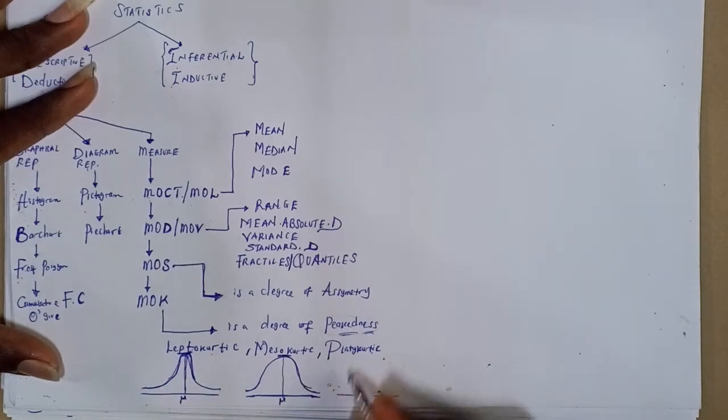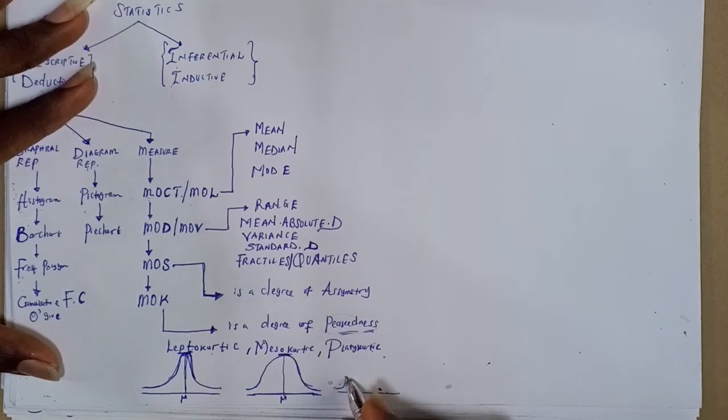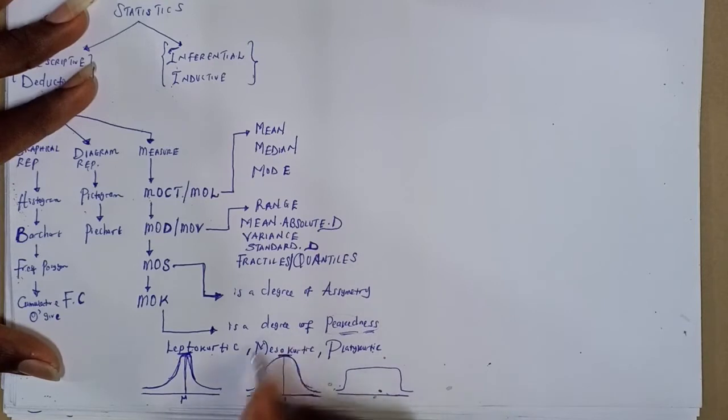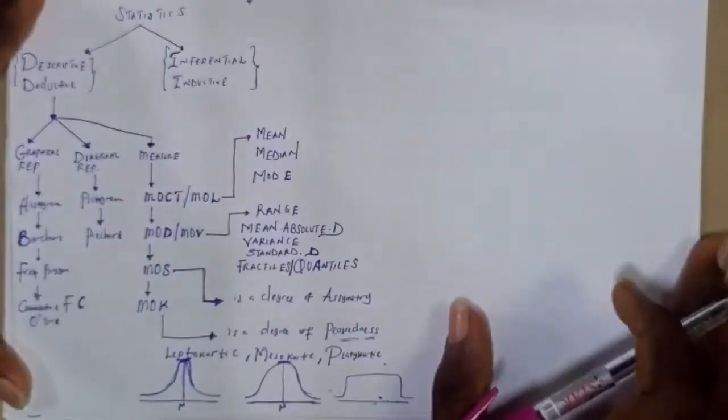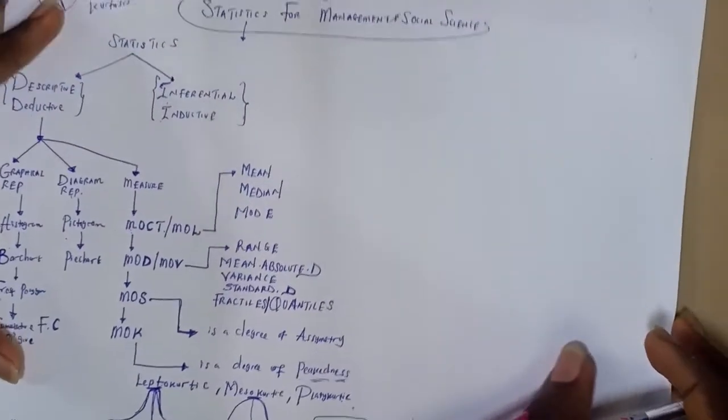And then platykurtic is wider than the rest. It looks like a plate, whereas mesokurtic looks like a bell shape. First thing, it looks like a bell shape, and at the same time the mean is 0, the standard deviation is 1, and all those things. This is a summary of whatever I want to do, and that's not the end.